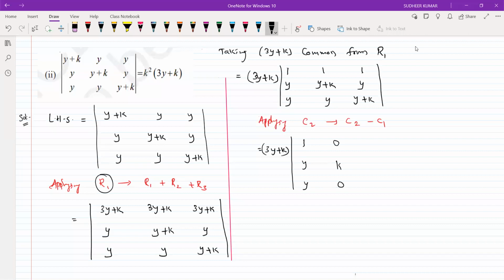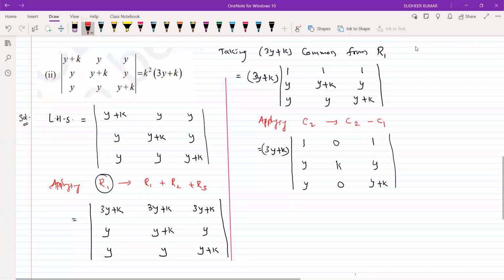Next. What's the next? 1, y, y plus k. C3 remains the same. Here we got the most number of zeros. We can do it, but if there are ones, then we'll try to make the other one also 0. Then it is easy to simplify while expanding, at multiplication time. If there are no ones, then directly we can expand through C2. Do you understand it?